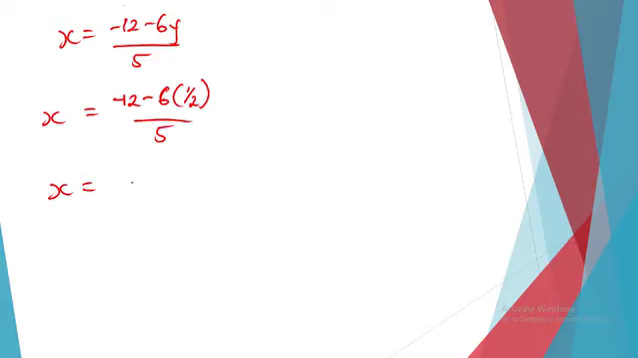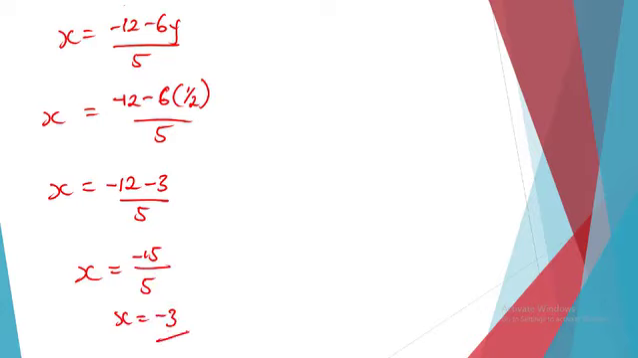We have x to be equal to minus 12 minus 6 times half, which will give us minus 3, all over 5. So x is equal to minus 12 minus 3, which will give us minus 15 all over 5, and that will give us x to be equal to minus 3. Okay, so to refresh your memory on what we've done so far, kindly provide the answer to the following questions on the screen.